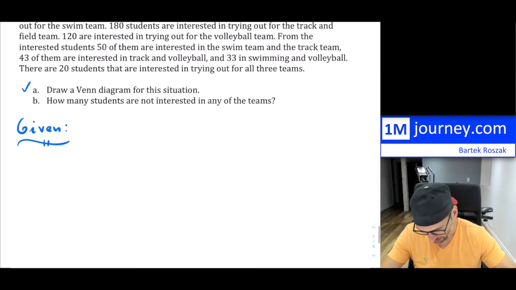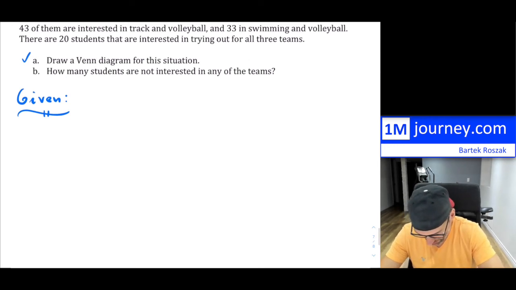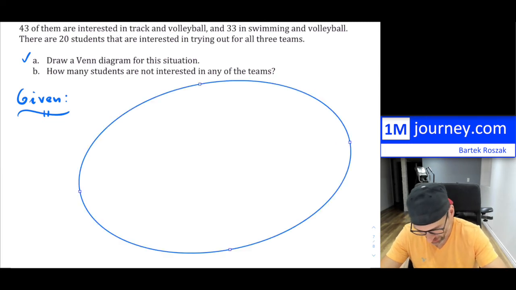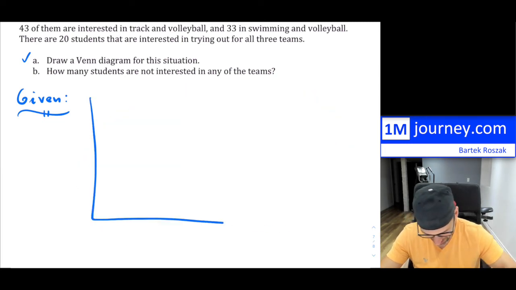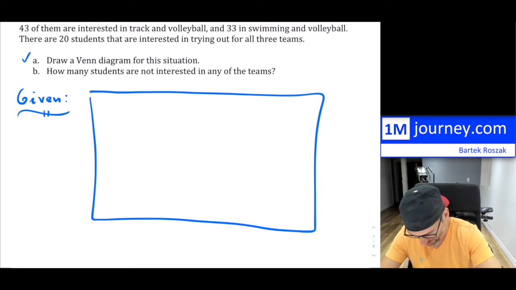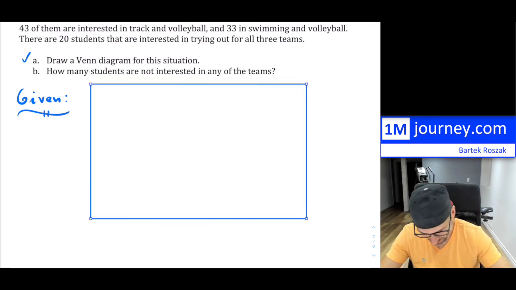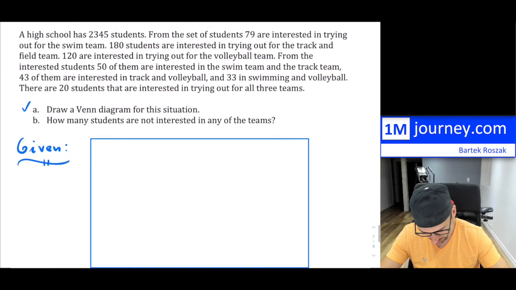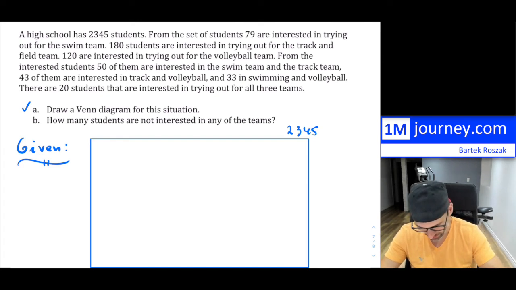So, let's do that to make our life a little bit easier to map this whole thing out. It's not what I wanted. Okay, so we want to have a nice box here. Okay, so we have in total 2,345 students. And so it looks like we're gonna have 3 things.